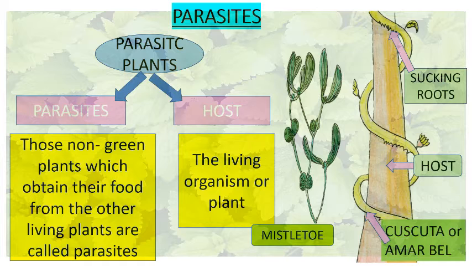Another example of a parasitic plant is mistletoe. Mistletoe is called a partial parasite because it is green in color and can synthesize its own food, but it takes water and minerals from the host plant.